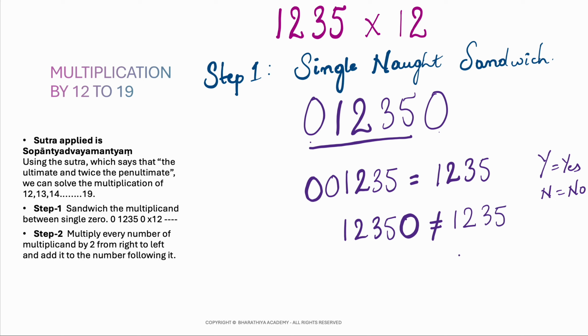Okay, you have to know this. When I am placing two zeros in the single knot sandwich method, it does not mean that 1 2 3 5 is becoming 1 2 3 5 0. No, the multiplicand will always remain 1 2 3 5. It's just that we place the zeros to follow the method.